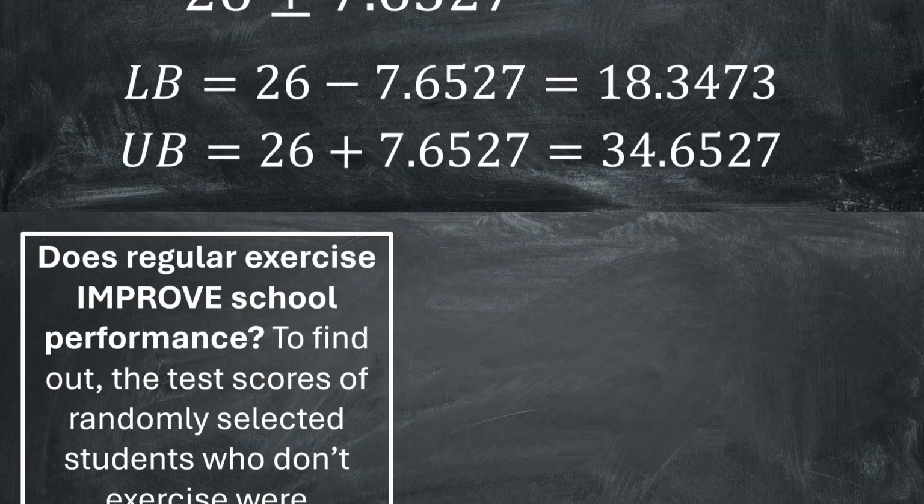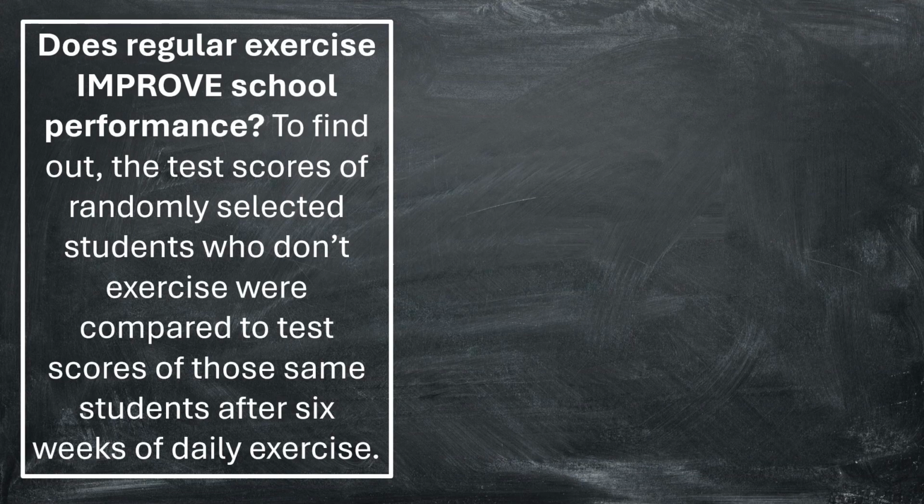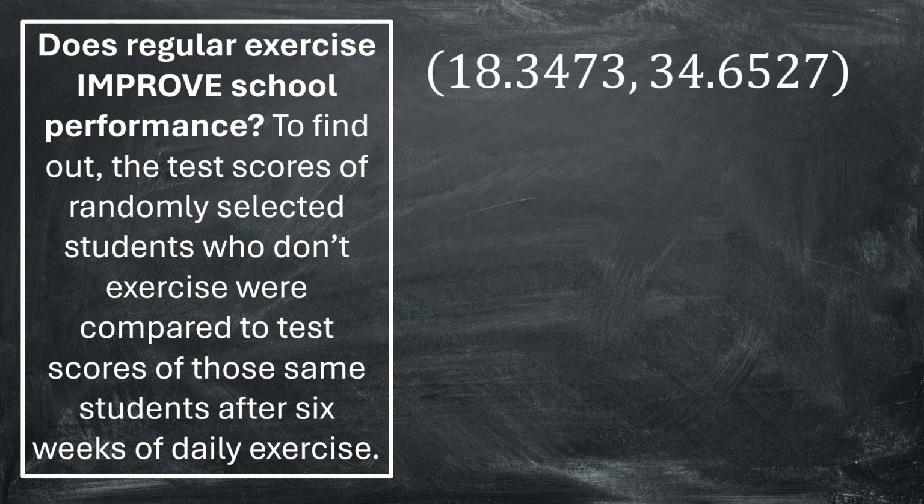Next, let's do the interpretation. So just to remind you of the context, we're asking, does regular exercise improve school performance? We're looking at test scores for a student after 6 weeks of exercising and comparing that to their test score before they started the exercise. So it's after minus before. This is our confidence interval.